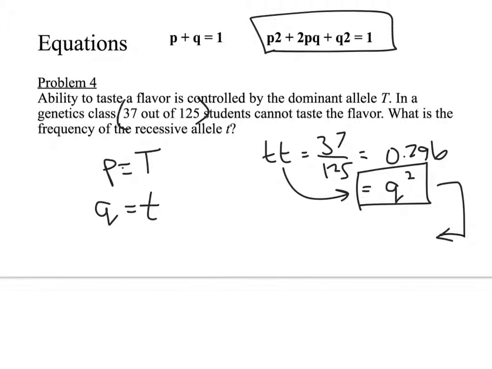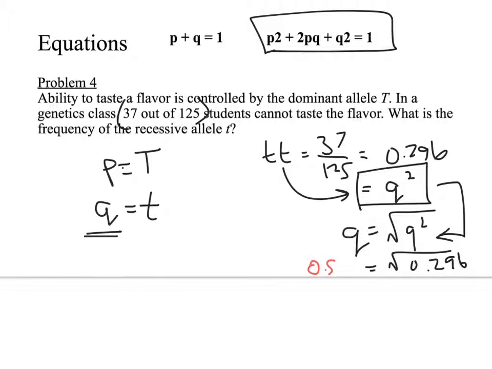The recessive allele frequency is just q. So to solve for q, you take the square root of q squared, or the square root of 0.296. If you do that, you'll get an answer of about 0.54. So that's the frequency of the recessive allele q. And of course, once you have that, you can then go forward. You could solve for the frequency of the dominant allele.